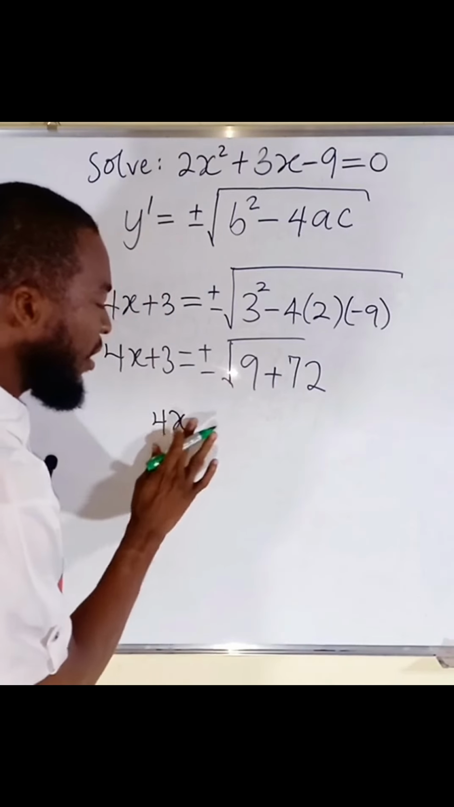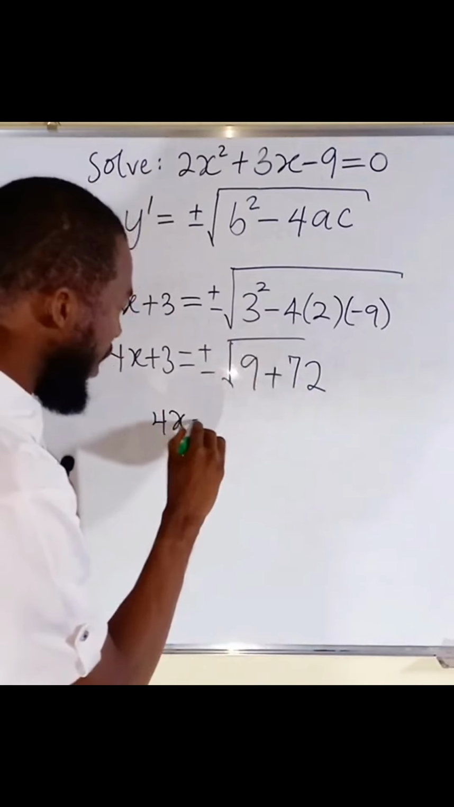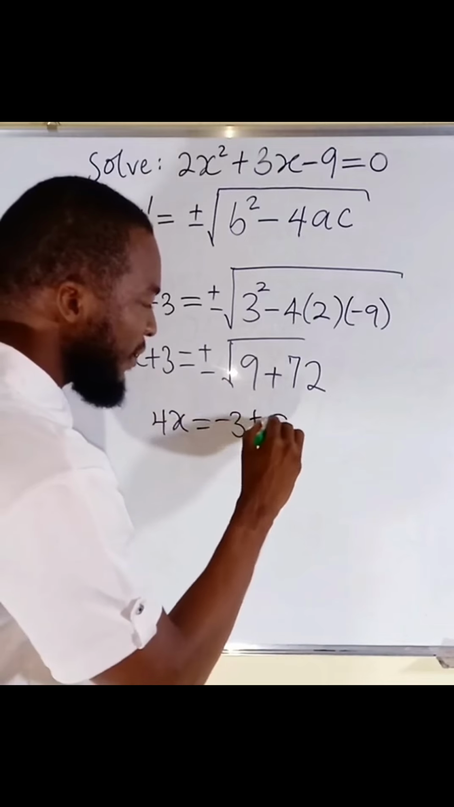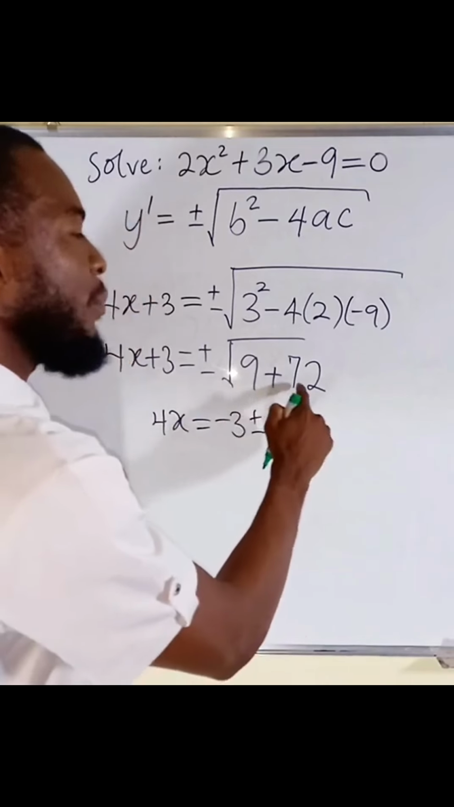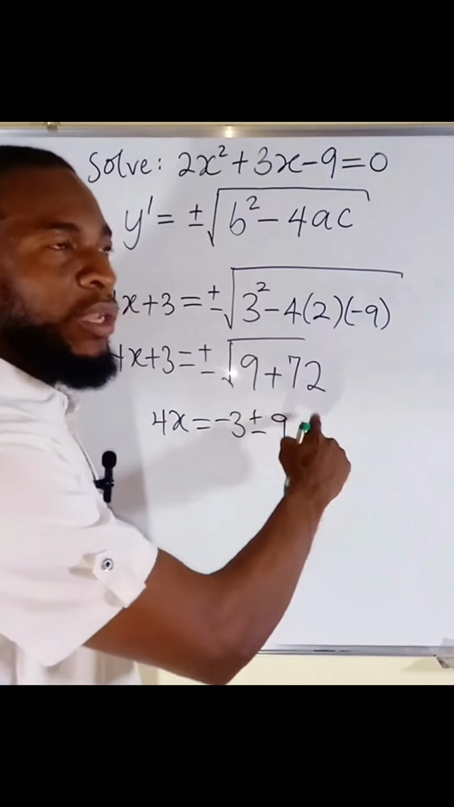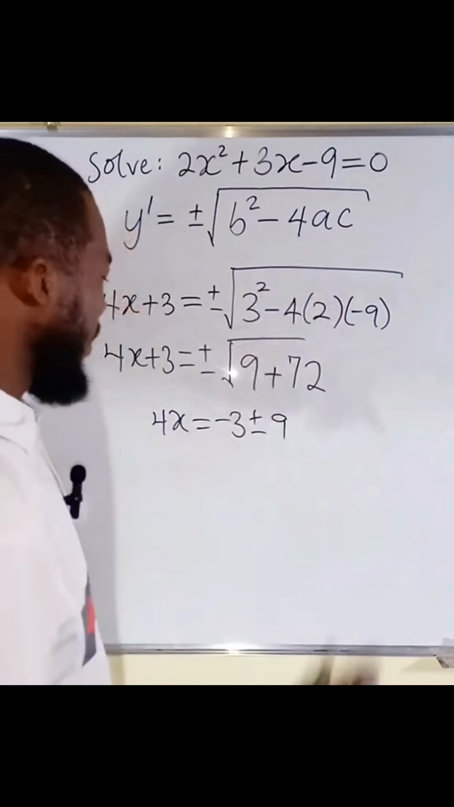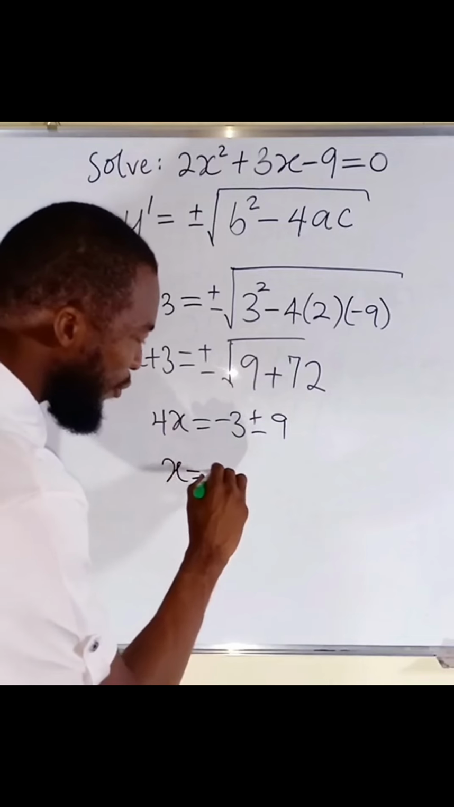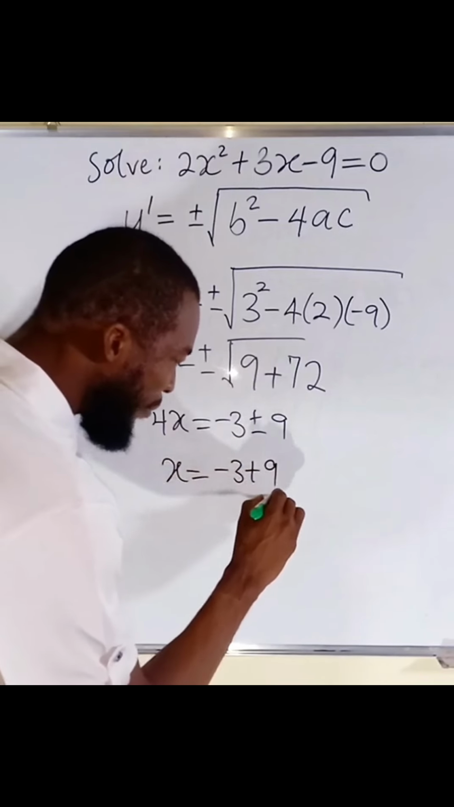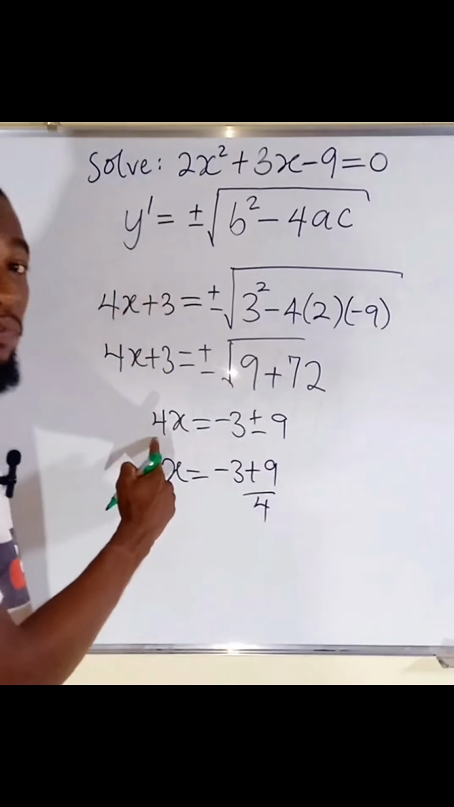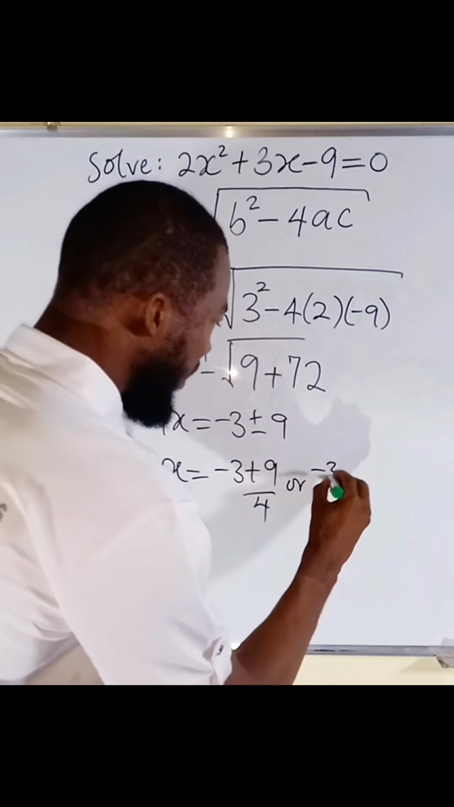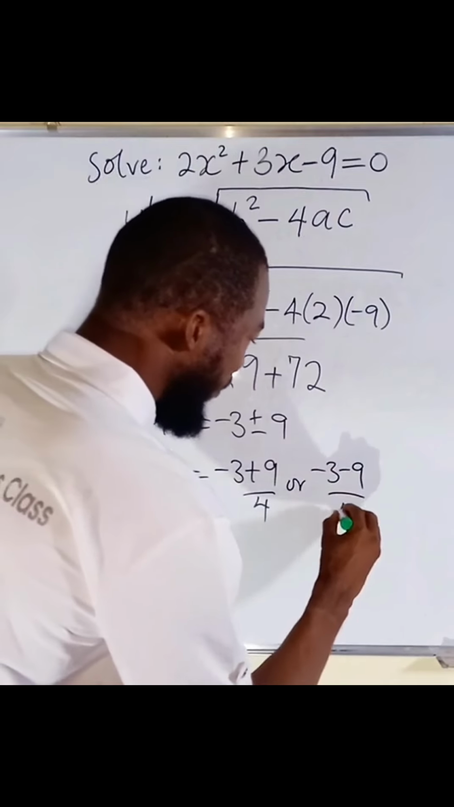And I may decide to take 3 to the right hand side, right? And it becomes -3. Then already we have plus or minus 9, because 9 plus 72 is 81. The square root of 81 is 9. So finally, our x value could either be equal to -3 plus 9 divided by 4, if you decide to divide both sides by 4, or -3 minus 9 divided by 4.